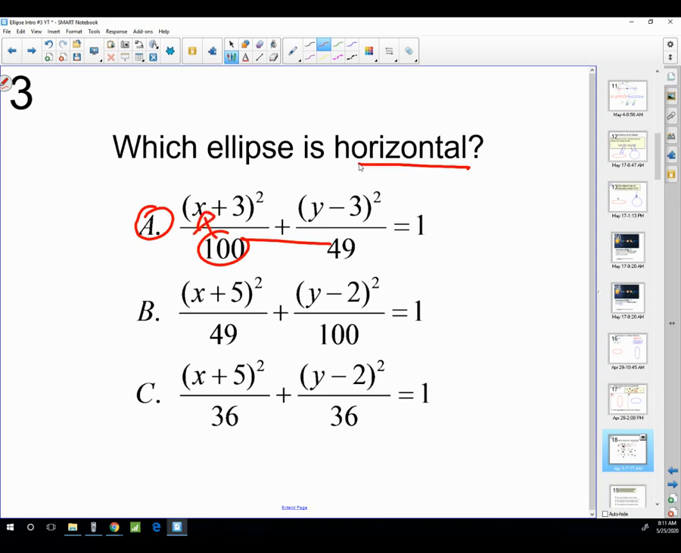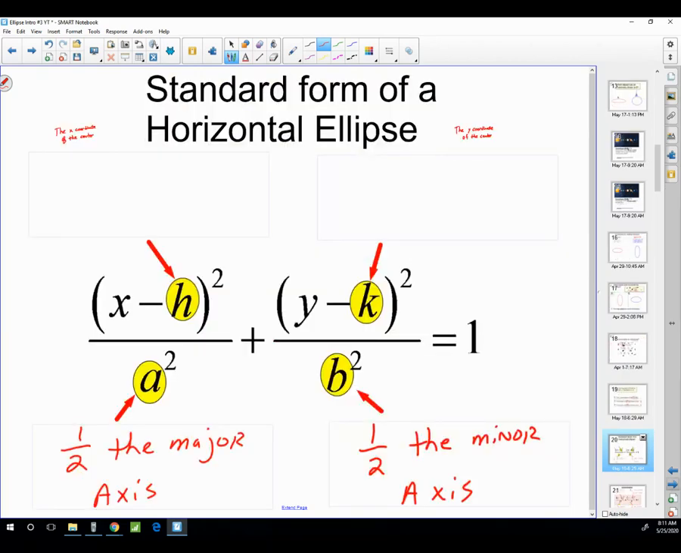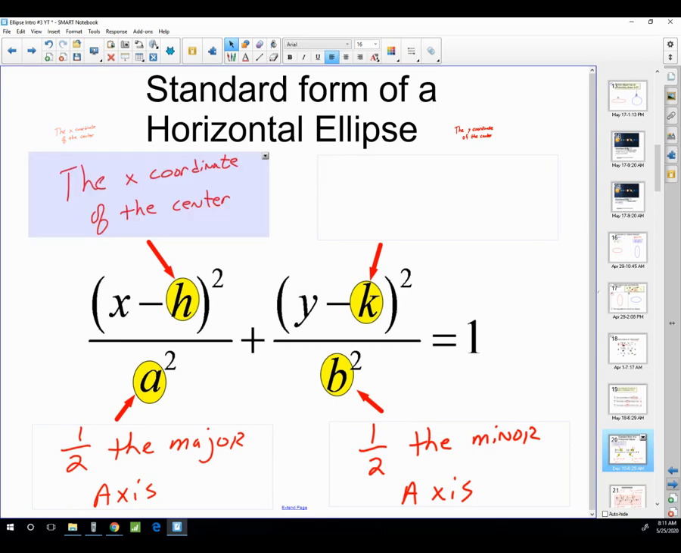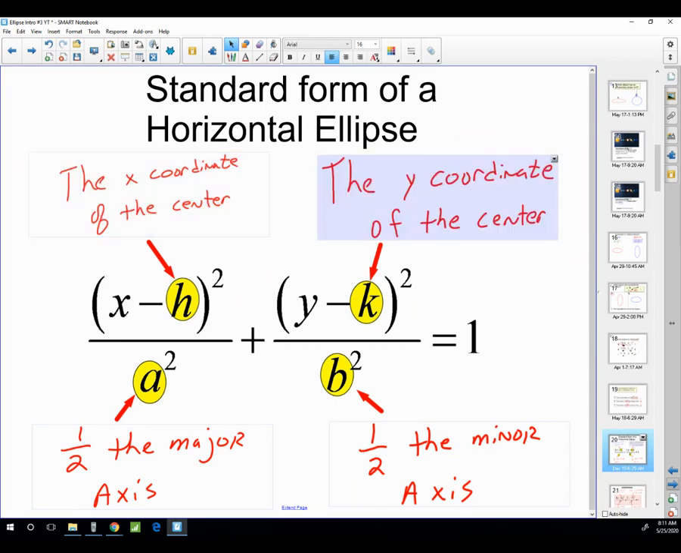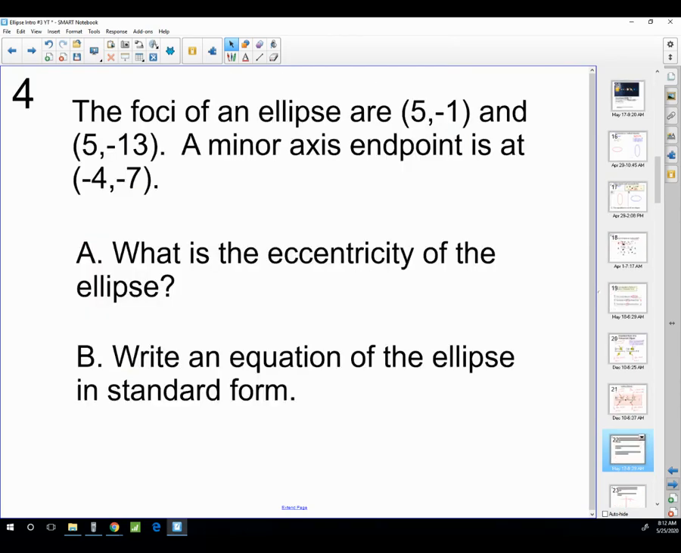and it's under X. We need 3 things to write an ellipse in an equation. We need the center and half the major axis, which is A, and half the minor axis, which is B. We use this format many times now, that the X coordinate of the center is H and the Y coordinate of the center is K. And for horizontal and vertical, it's all the same thing. Pause the video and see if you can do that problem.